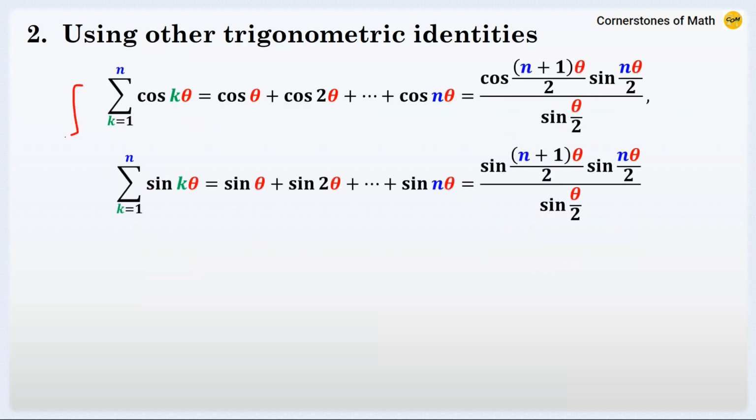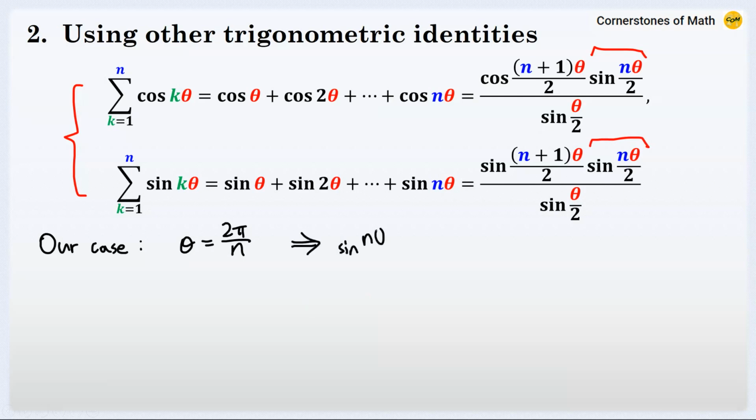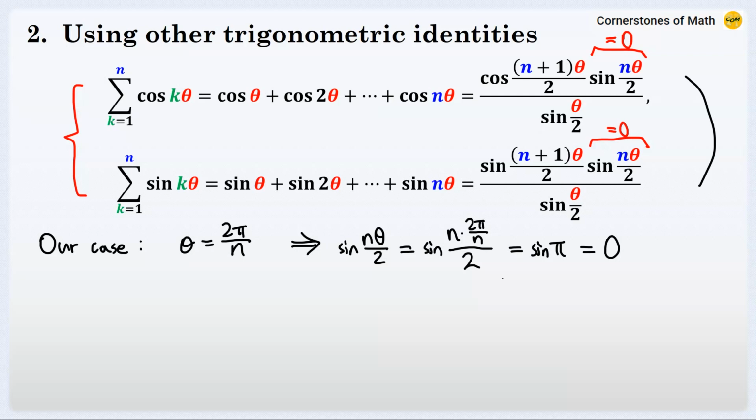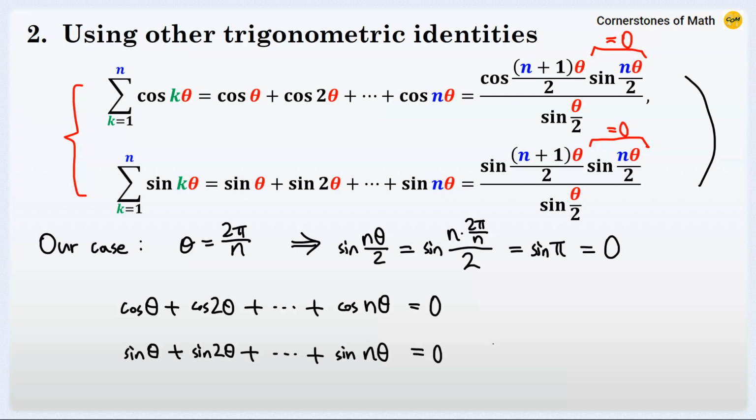So we have obtained these general identities, which hold for all values of theta that do not make the denominator 0. For our special cases where theta equals 2 pi over n, notice that sine n theta over 2 right here in the numerator becomes sine of n times 2 pi over n over 2, which is sine pi, which is 0. So the right hand sides become 0. Therefore, these identities reduce to cosine theta plus cosine 2 theta plus so on plus cosine n theta equals 0. And sine theta plus sine 2 theta plus so on plus sine n theta equals 0.